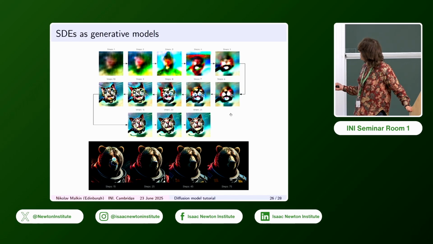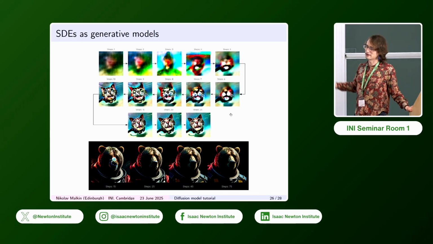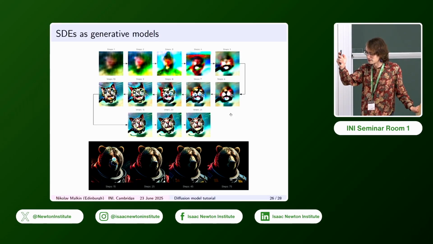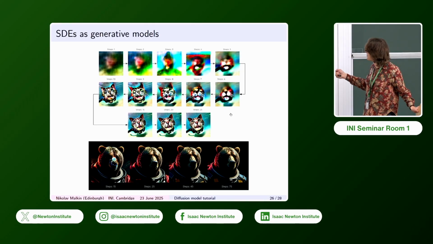The same happens with large image generative models. Here are images generated with the same random seed. That's why they're so similar. Here's a cat, here's a bear, just with different numbers of steps used for integrating the continuous time stochastic dynamical system. So few steps, blurry image; many steps, realistic image.